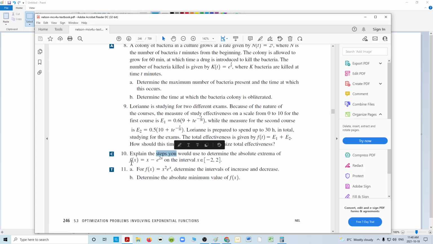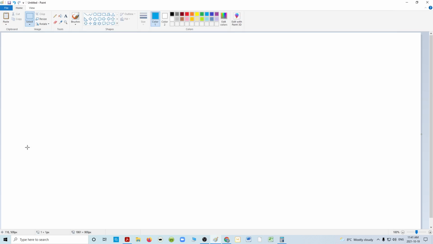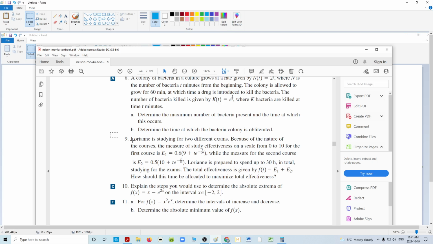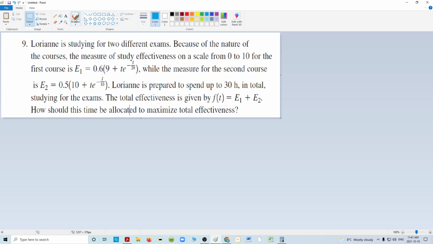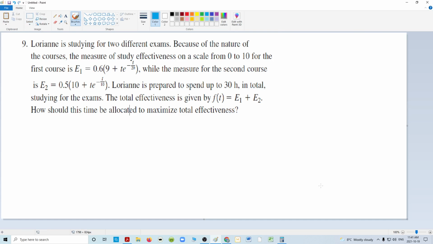Explain the steps that you would use. Oh, Lorianne is studying two different. This question is incredibly badly written. Very, very badly written. And the problem is, when they introduce the total function at the end, you think you've got to figure out the derivative of that, which is ridiculously impossible. In reality, they're just asking you what's the max of this curve and what's the max of that curve.